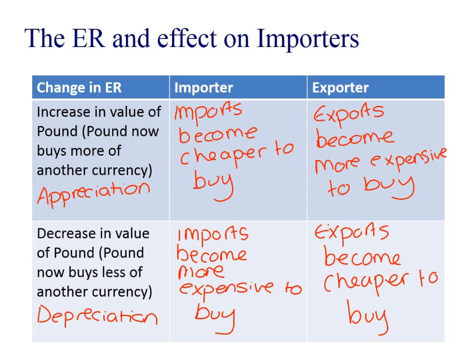But exporters, people exporting the products, maybe we're exporting our daffodils abroad, they become relatively more expensive to buy when we export them. So demand for them might fall. So we don't like appreciation if we're an exporter. Whereas if we have depreciation, imports become more expensive to buy and exports become cheaper. So obviously the exporters like depreciation of a currency because it means the prices of their exports appear cheaper, and so demand for their exports should increase, whereas importers prefer appreciation of their currency.